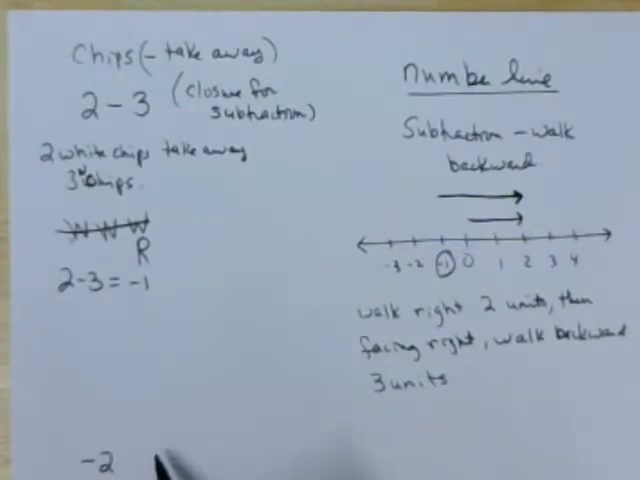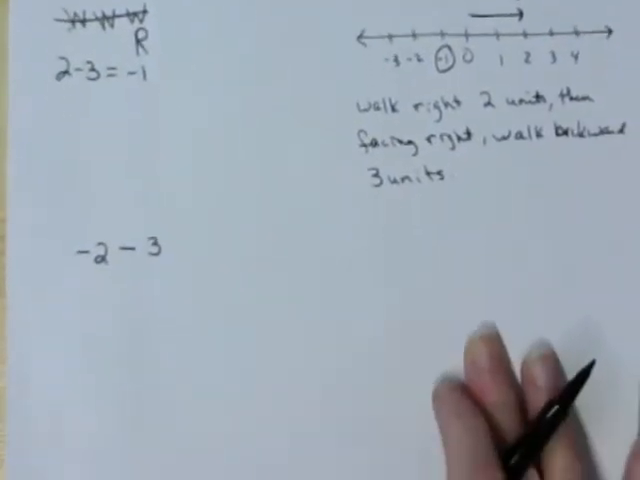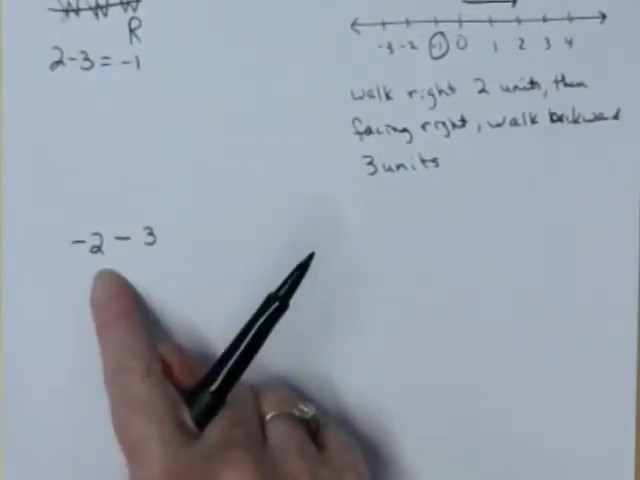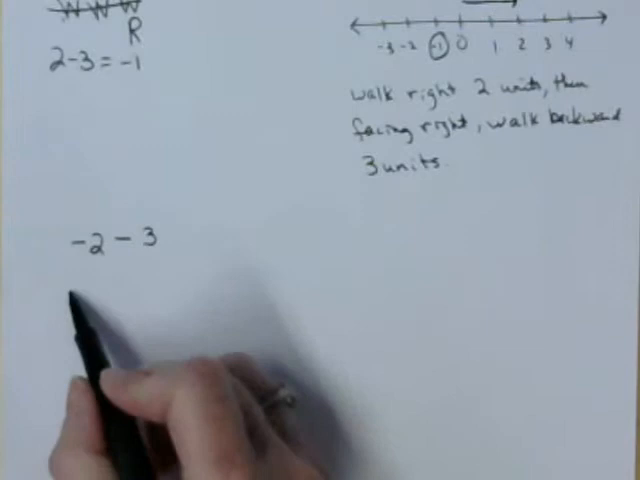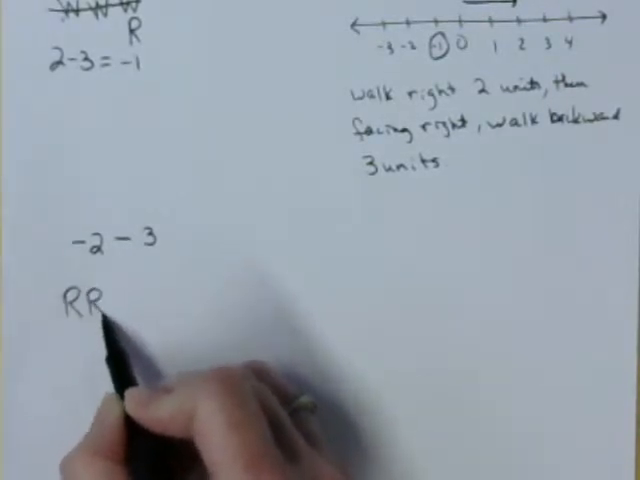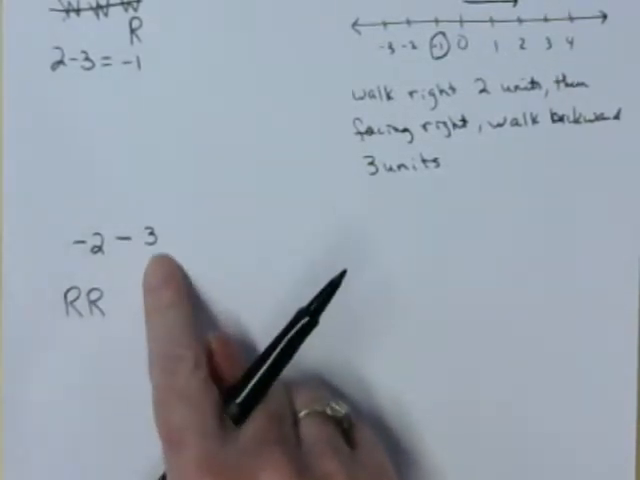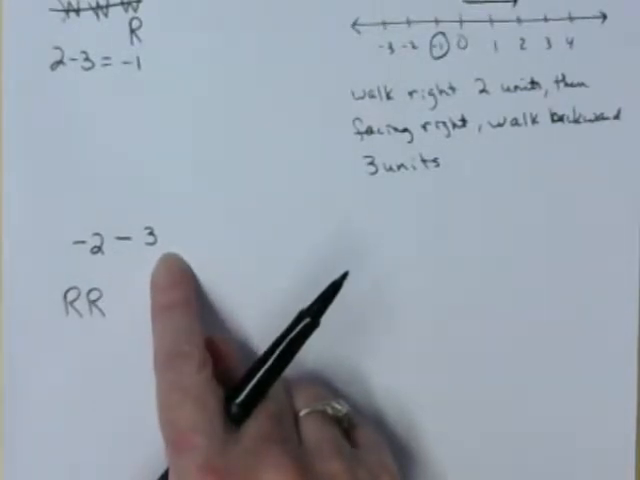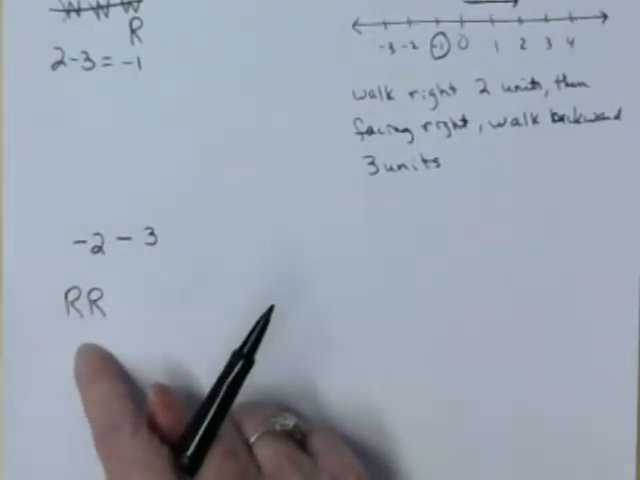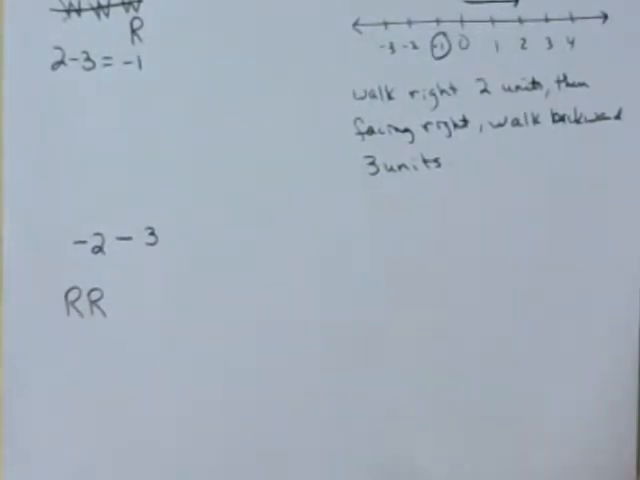negative 2 minus 3. All right, so what's that telling us to do? Well, first of all, it's telling us to start with 2 red chips. So here's my 2 red chips. And now it's telling me to take away 3 white chips. Well, how in the world am I supposed to take away 3 white chips? I don't have any white chips. I have red chips. But we can always add 0 pairs.